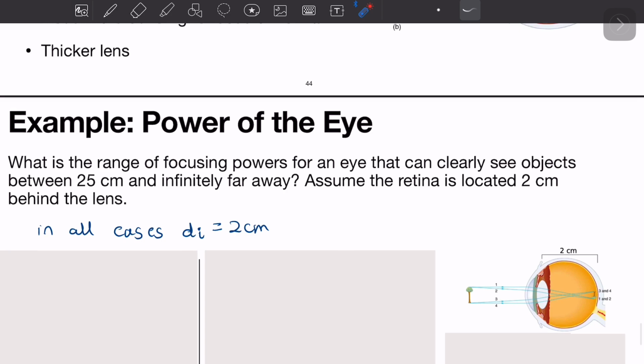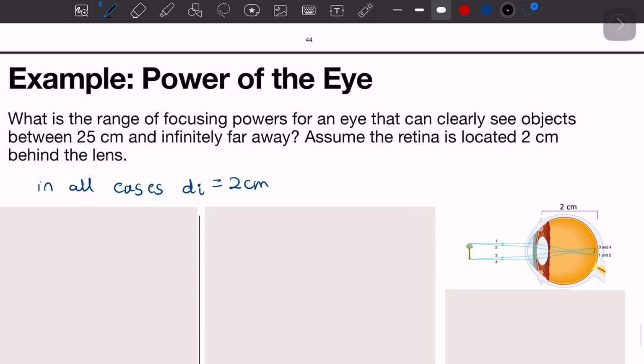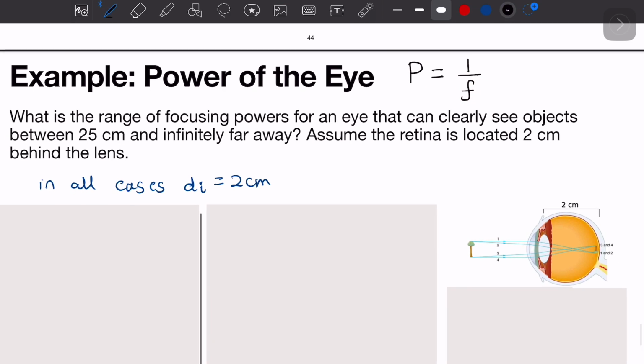So we want to figure out the range of the power of the eye. Just to remind you, the connection between optical power and focal length is: power is measured in diopters, and it's 1 divided by the focal length. The units of diopters, D, is the same as 1 over meters. That means if you're plugging in focal length to find power, your focal length should be in units of meters. Okay, so let's work on this problem.